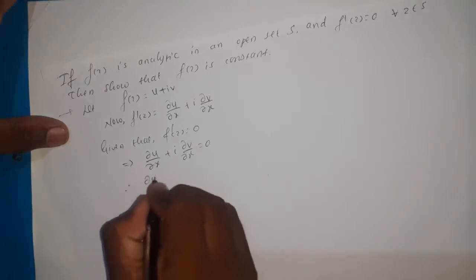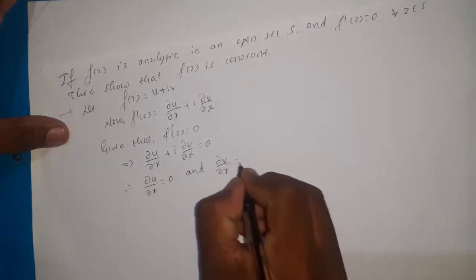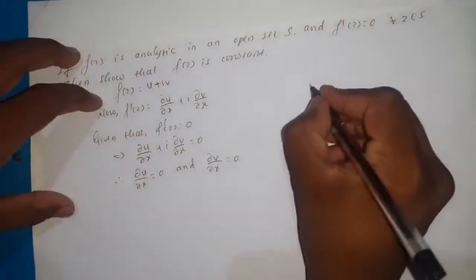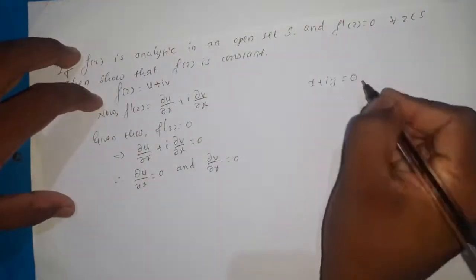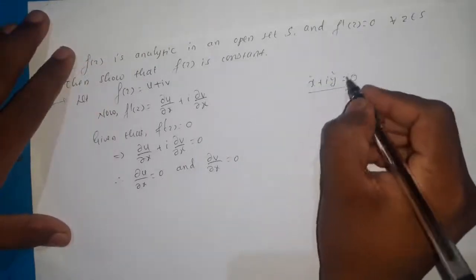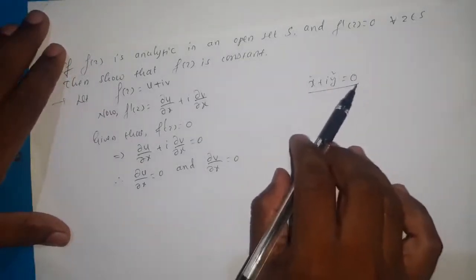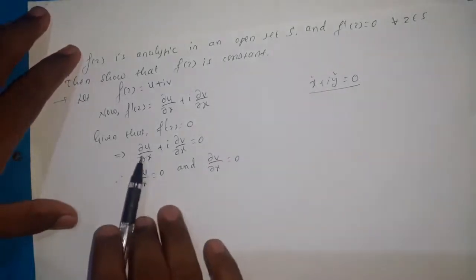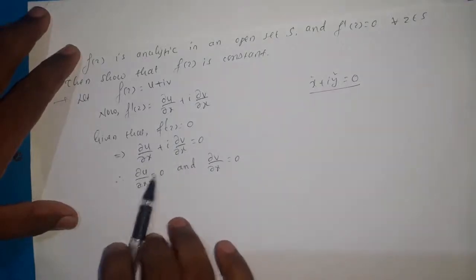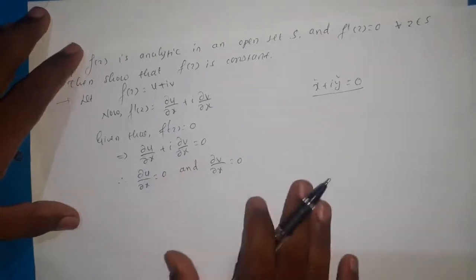So therefore dou u by dou x equal to 0 and dou v by dou x is also 0, because if a complex variable x plus iy is equal to 0, then its real and imaginary parts both are equal to 0. Only then a complex variable is equal to 0. So here dou u by dou x plus i into dou v by dou x is a complex variable, and it is equal to 0, meaning the real and imaginary parts of the complex variable are equal to 0.